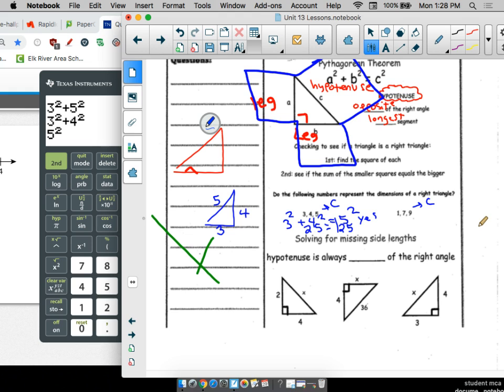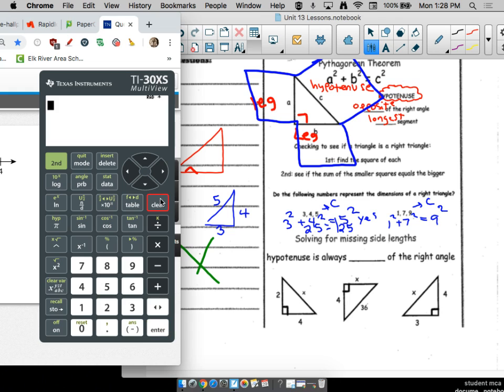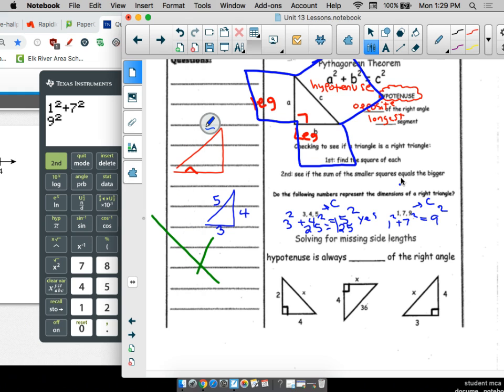And then that's my longest dimension. So I should have legs squared plus legs squared equals hypotenuse squared. So 1 squared plus 7 squared, does that equal 9 squared? And please don't be impulsive. Always just double check. 1 squared plus 7 squared is 50. 9 squared is 81. No, you cannot make a right triangle with those dimensions. What did we get? 50 does not equal 81.